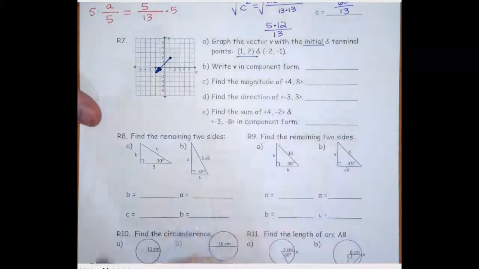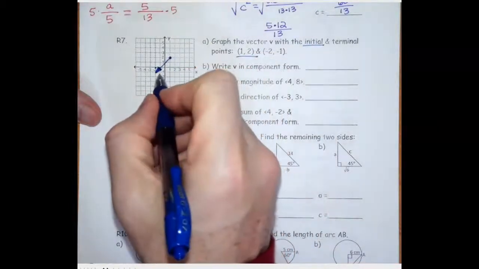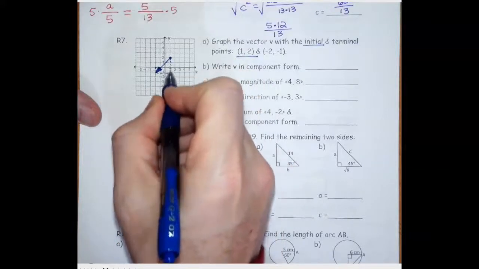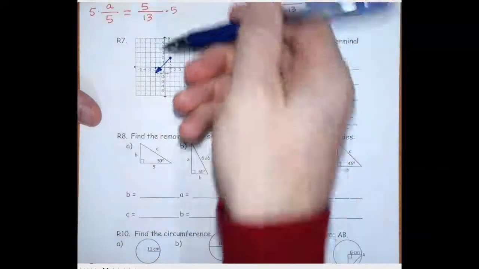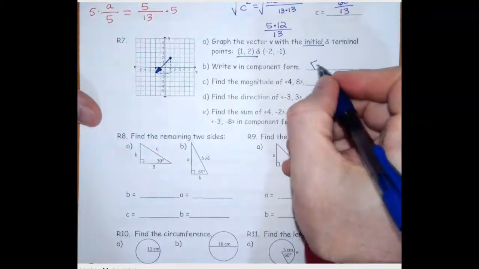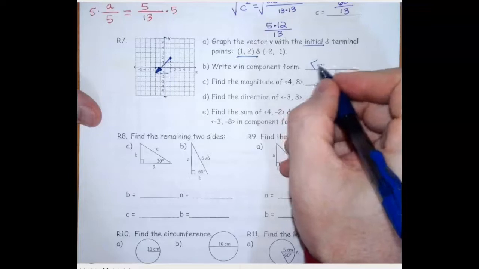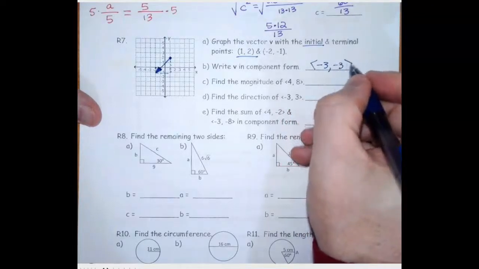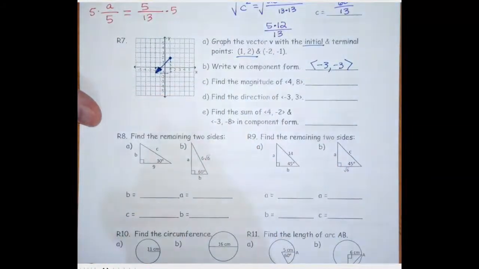So it says write V in component form. So component form is when you break it down into X and Y. So here's your X and here's your Y. Well, what's happening? It's going 3 to the left and 3 down. So in vector form, we did like greater than or less than, so greater than symbol here. So it goes 3 left and 3 down. So X and Y, same as coordinates.